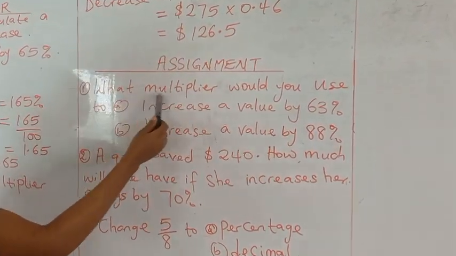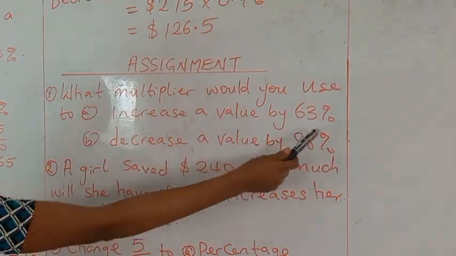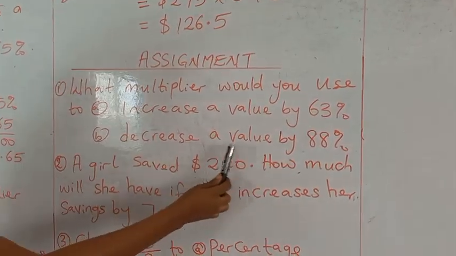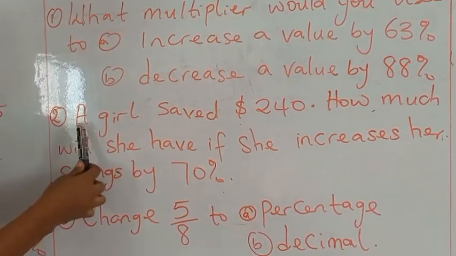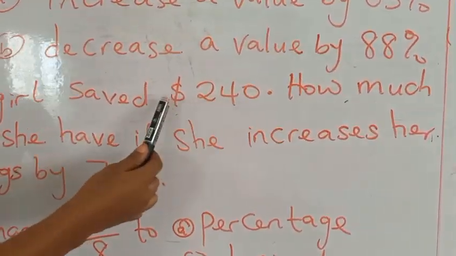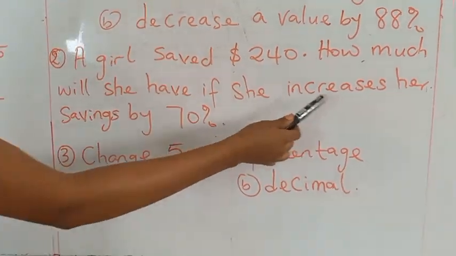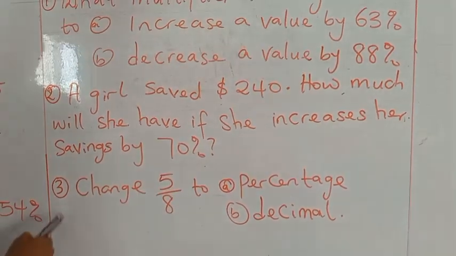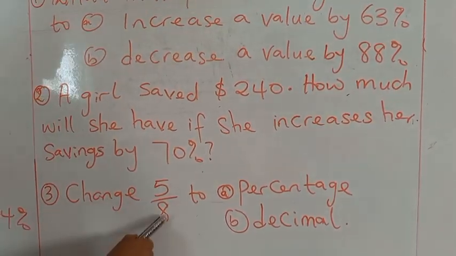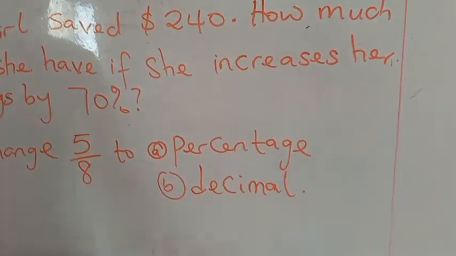So we have come to the end of today's class, but before I leave, here is your assignment. 1. What multiplier would you use to A. increase a value by 63%, B. decrease a value by 88%. And number 2. A girl saved $240. How much will she have if she increases her savings by 70%? Then the third question says change 5 over 8 to a percentage. Then change the same 5 over 8 to a decimal.